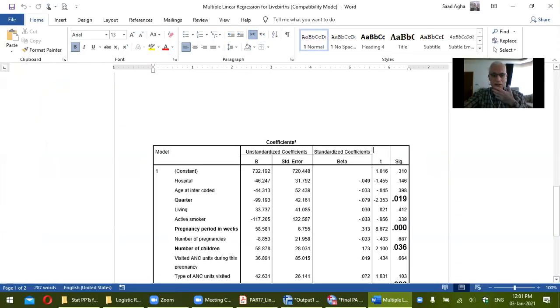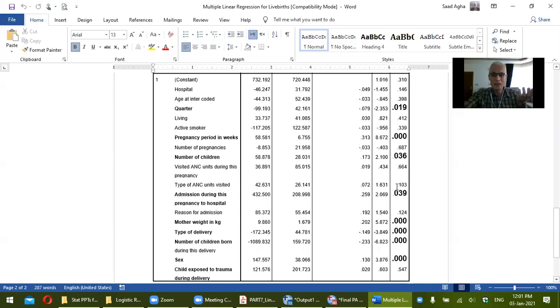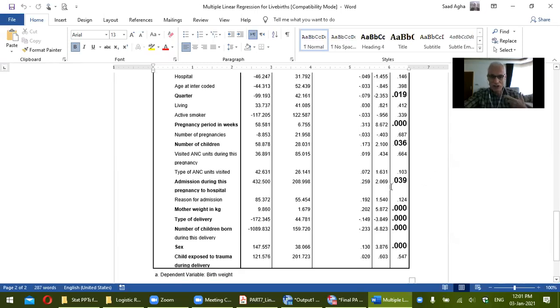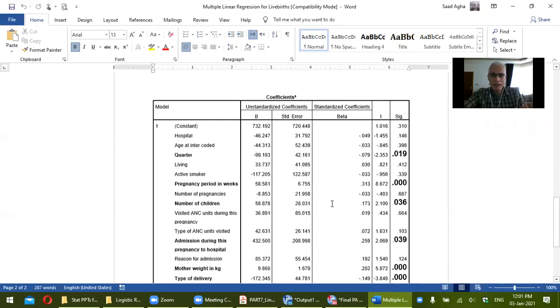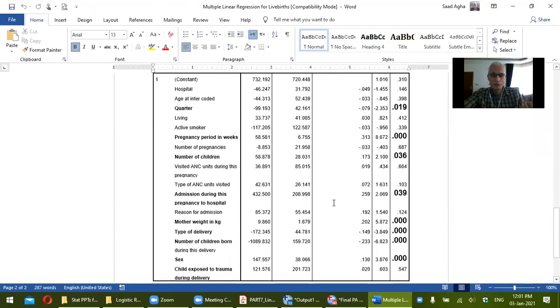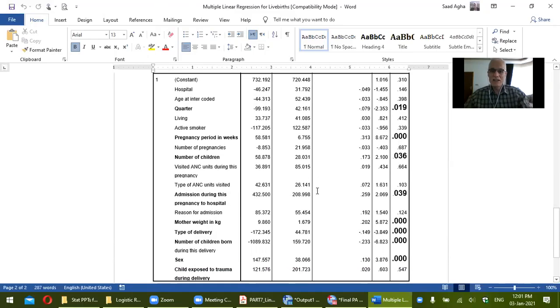The model is significant, and there are many variables, but the significant ones are the pregnancy period, gestational duration, which certainly affects the weight. The longer the duration, the higher the weight of the child. Also the number of children, admission to hospital during this pregnancy, and the mother's weight affect it. So you have so many variables in the study. How to select the variables to enter into the logistic regression or linear regression?